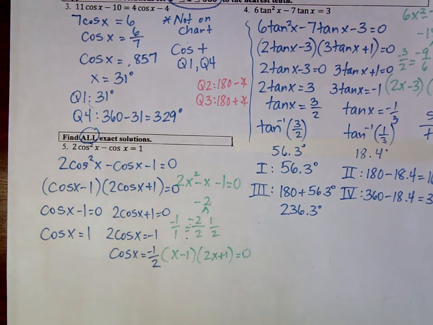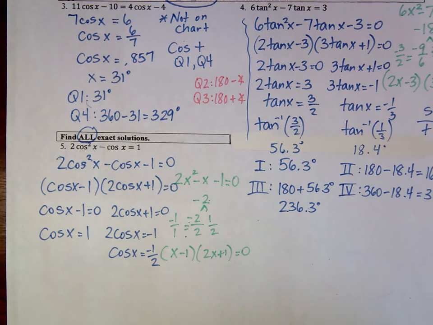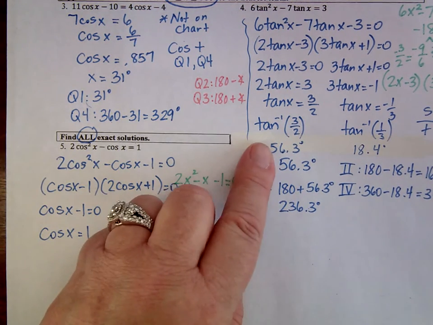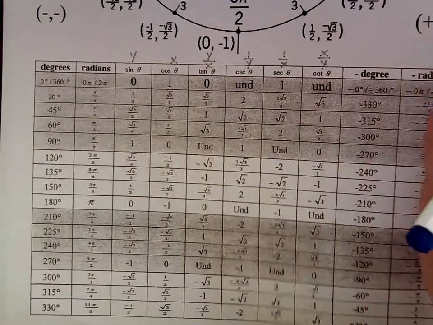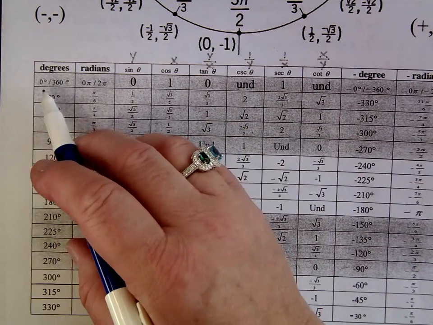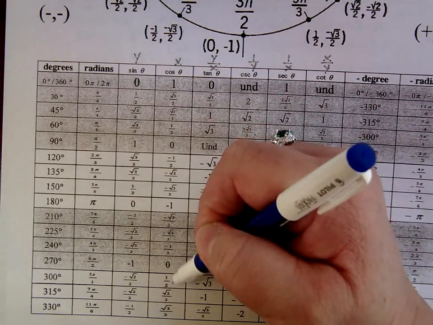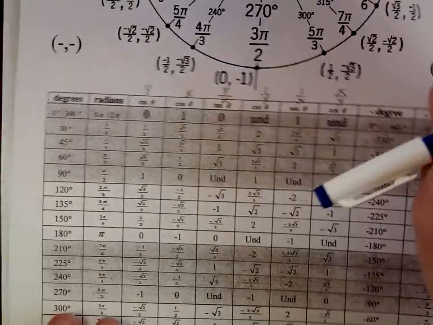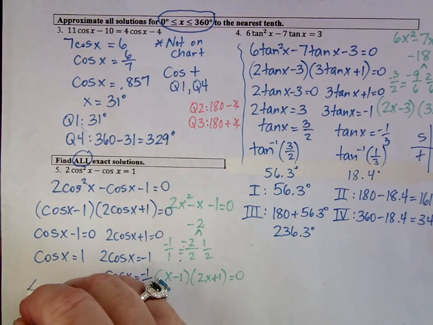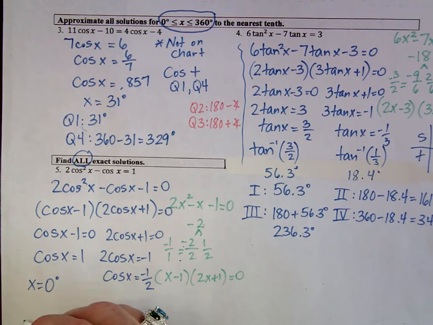Now this one makes me kind of happy because this one is on our chart, right? We've got 1s on our chart, we've got 1/2s on our chart. So we can go to our handy dandy chart to get this. We don't have to do the extra steps of figuring out reference angles. So I want to know, where's the cosine 1? Well, the cosine is 1 at 0 and 360 degrees. Is it 1 anywhere else? No. So I have 2 answers for this. Here it is. X equals 0 degrees and x equals 360 degrees.